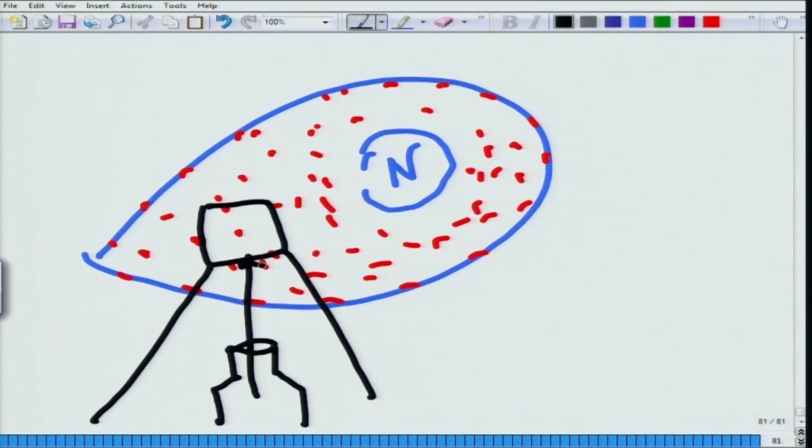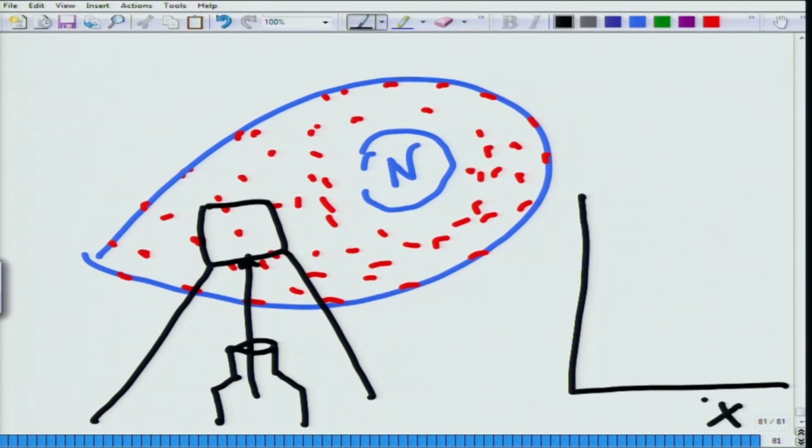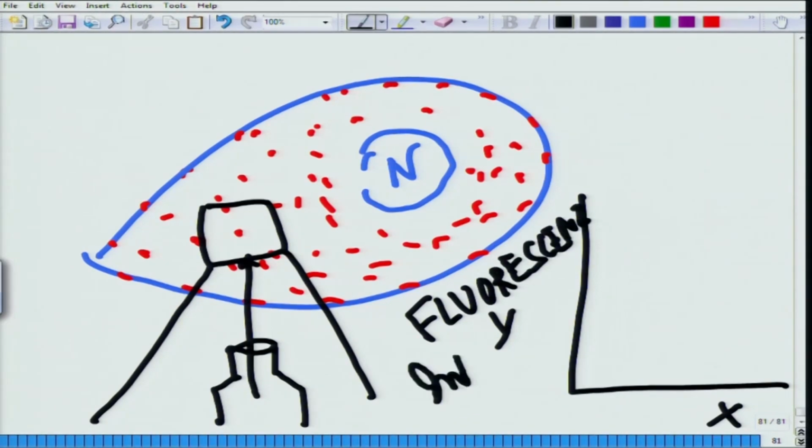At this point I record, say for example, I have x axis, y axis. I am recording fluorescence intensity on y axis and x axis is time. Initially what I see at this spot, there is a fluorescent intensity like this. Let me put it in red, that will make more sense.